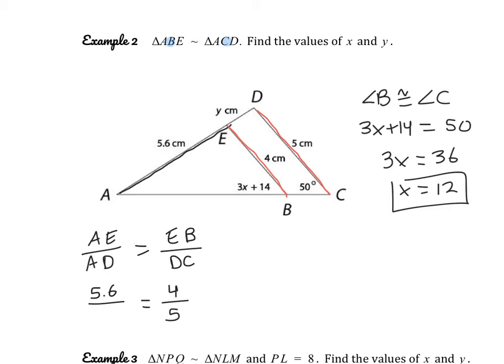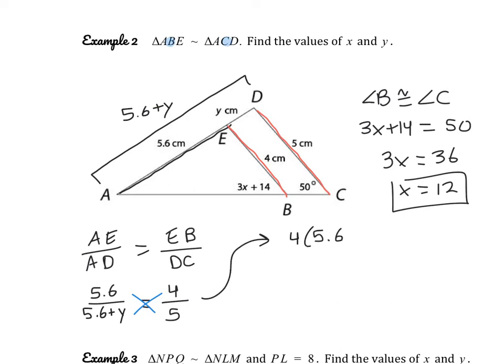But now we need to find a way to describe all the way from here to here. And we can actually do that using that segment addition postulate. We can just describe it as 5.6 plus y. So here we can cross multiply again. So we have 4 times (5.6 plus y) equals 5 times 5.6. If we distribute here, this gives us 22.4 plus 4y equals 28. And then we're going to keep solving for y.